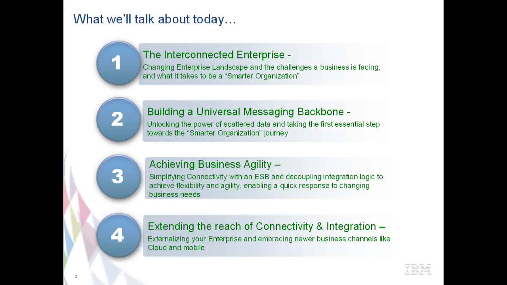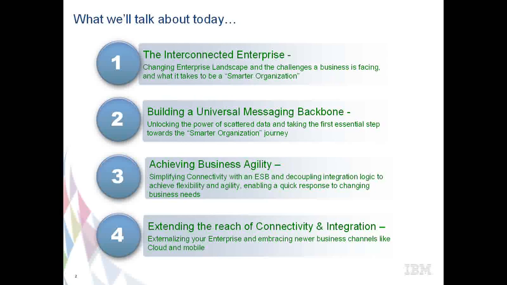Okay, so there are going to be 4 parts to the discussion today. We will look at what an interconnected enterprise is, which will set a context for our discussion. And then, to be an interconnected enterprise or a smarter organization, what are the steps or the infrastructural backbone that you need to have in place for being able to use the data that your enterprise generates in a smarter way. The second part will deal with what we call universal messaging. So how do you establish a backbone through which your connectivity can freely flow?